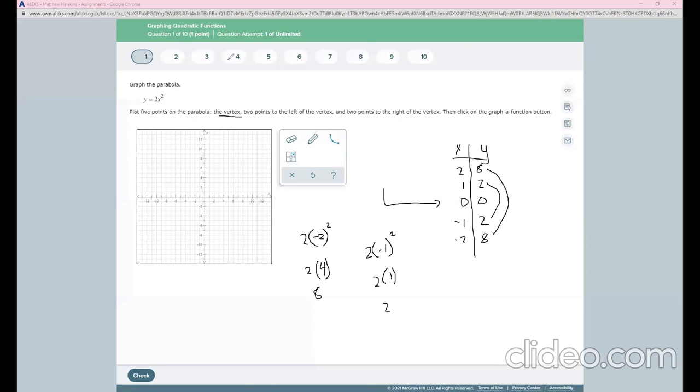Lastly, we just need to plot the points. You can use the plot a point button and just type these in, or you can grab the pencil tool. I'm going to use the pencil tool this time. So I have 2, 8, 1, 2, 0, 0, -1, 2, and then -2, 8. So I plotted all the points, and then we click the graph a function button to connect. And you see we have our U shape. Whenever we're doing an equation that has x squared in it, it should be U-shaped. Absolute values were V-shaped. Quadratics are U-shaped.